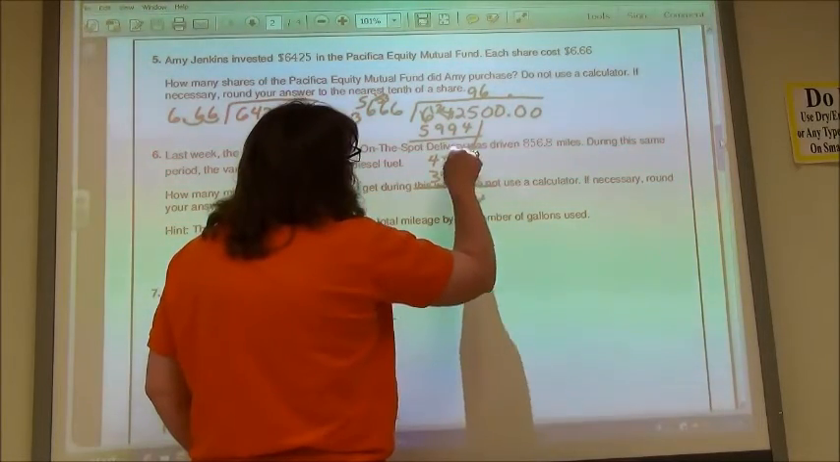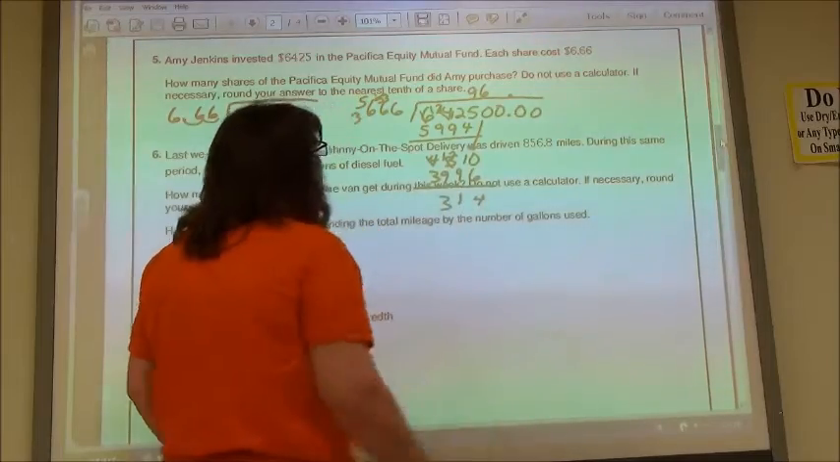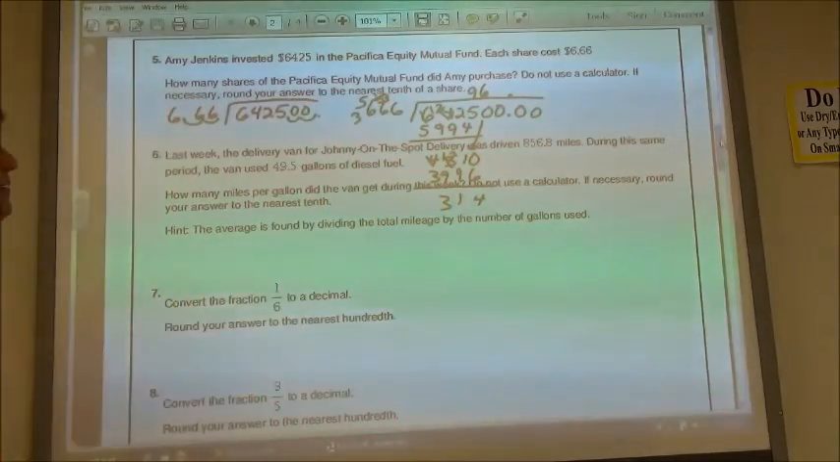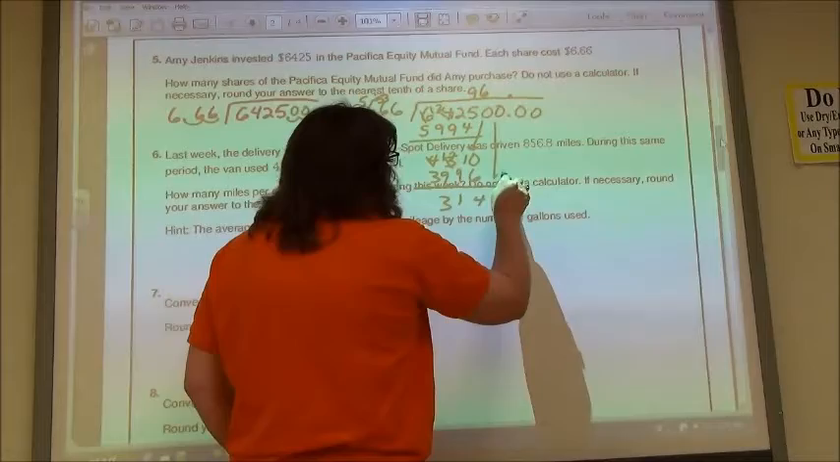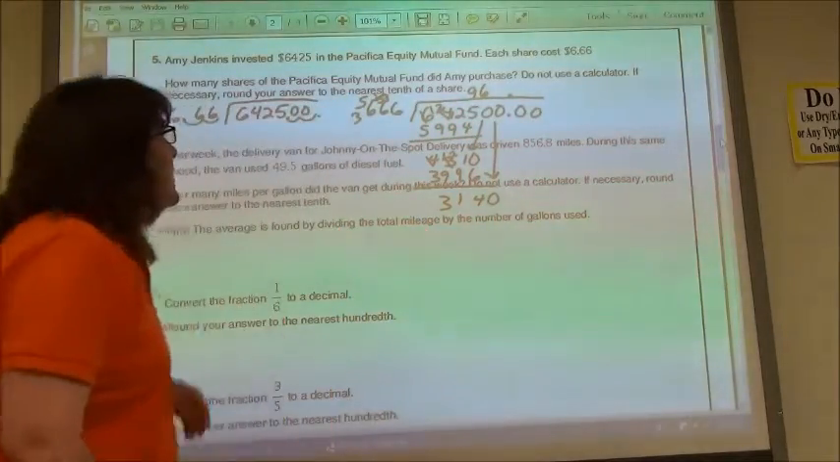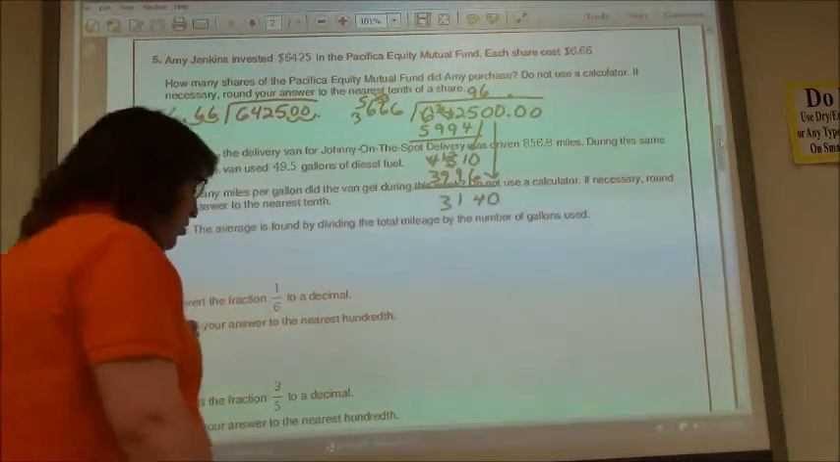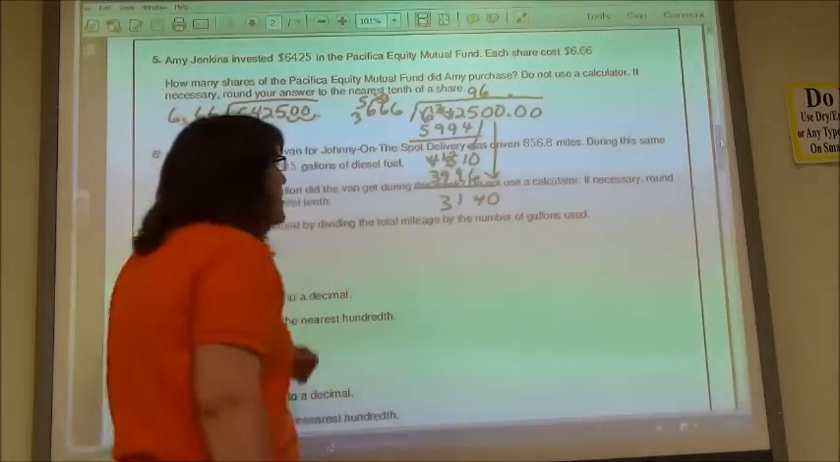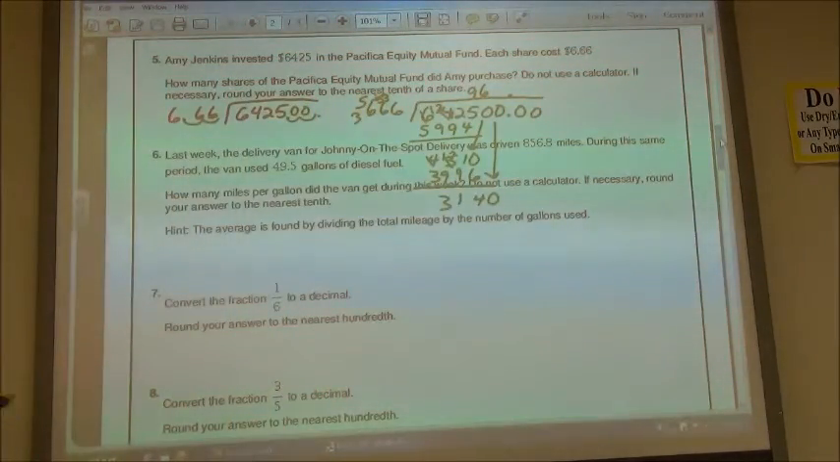One. My lines are off. 314 if I subtracted that right. I've got to bring down my next 0. So 6,666 into 3,140. I'm going to switch colors because my lines are getting all messed up here.